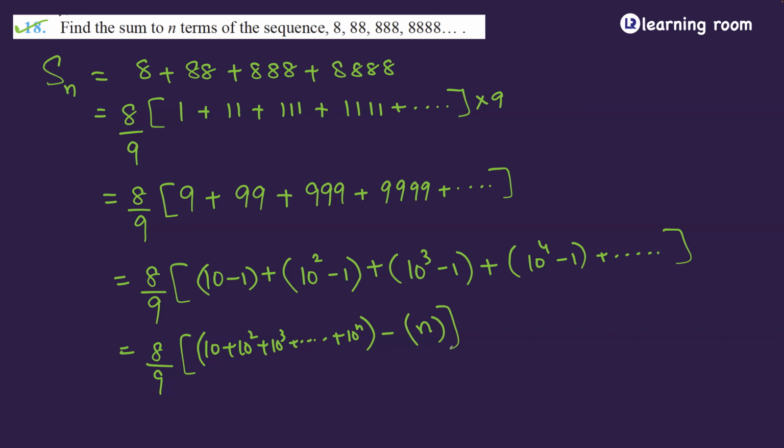For 10 plus 10 square plus 10 cube, if you observe, this is in geometric progression, right? So for a geometric progression, what is going to be the sum of n terms? A into R power n minus 1 divided by R minus 1. Here A is 10, and R is 10 square by 10, which is 10. So 10 into 10 power n minus 1 divided by 10 minus 1, which is 9, and you have minus n. And this should be the answer. Is the point clear? Right?